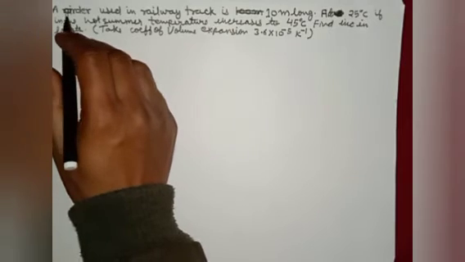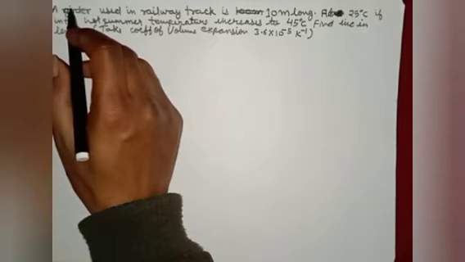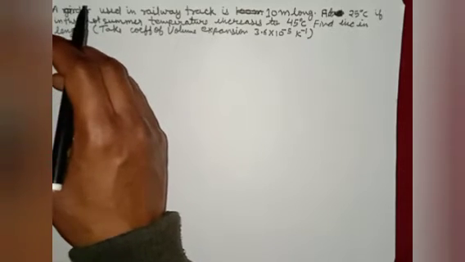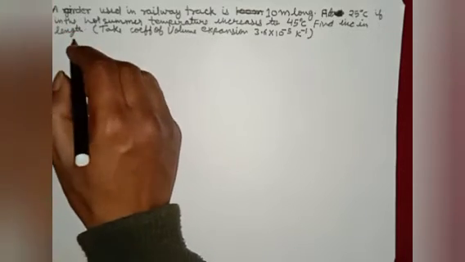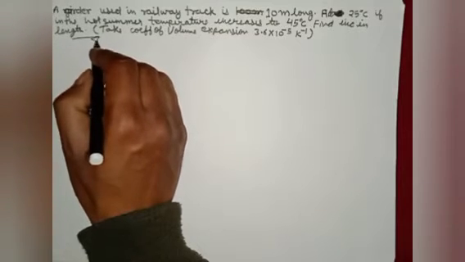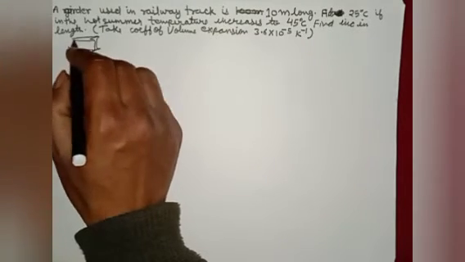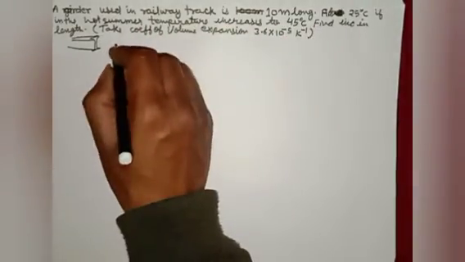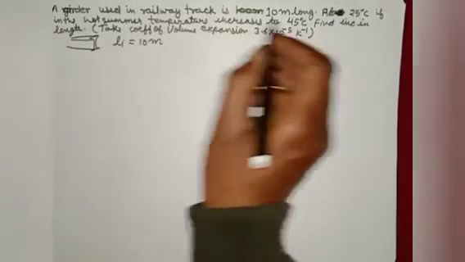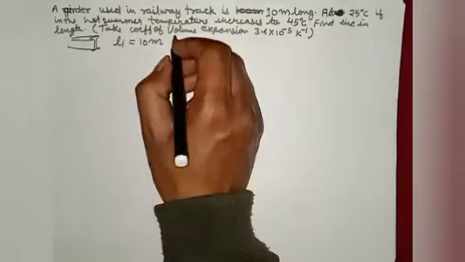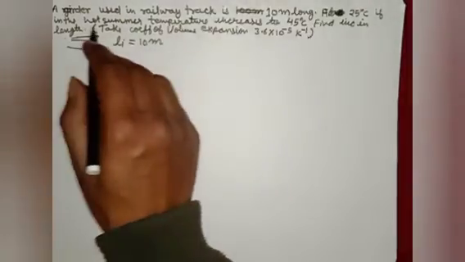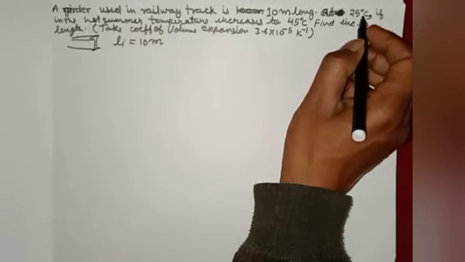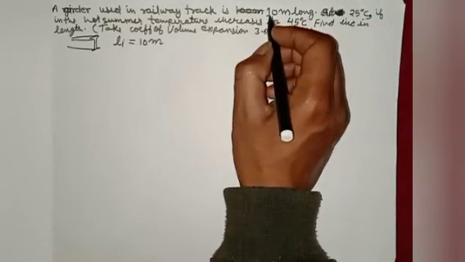So here we have a question so that we can understand this concept well. A girder is a very thick metal beam. It looks like this. Used in railway track, it is 10 meter long, so initial length is 10 meter at 25 degrees Celsius initial temperature in the hot summer. So at 25 degrees Celsius it is 10 meter long.